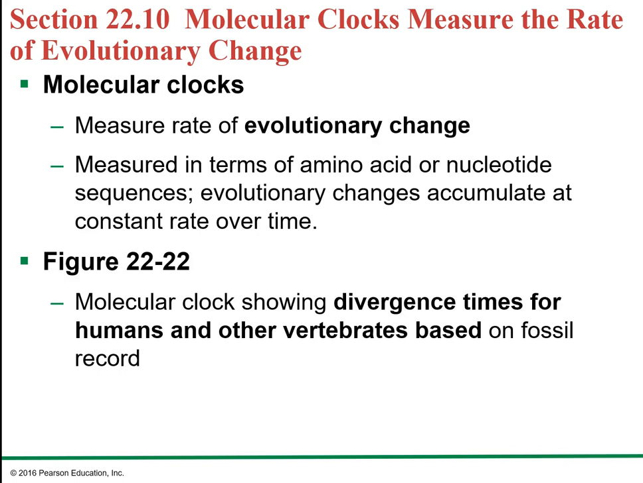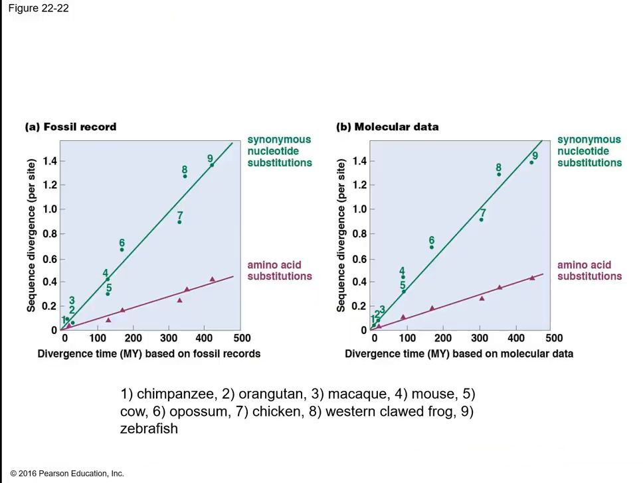So again, if you look over time and measure what changes there are over time, you can then put together the divergence of certain species, or when that divergence happened, right? Based on the changes that you see over time, okay? So this figure 22.2 is showing the divergence times for humans compared to other vertebrates, okay? And this is really based on fossil records.